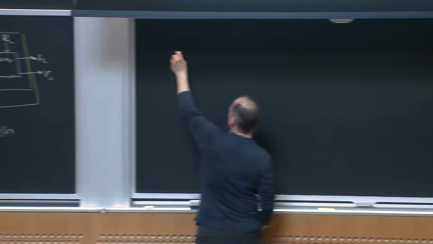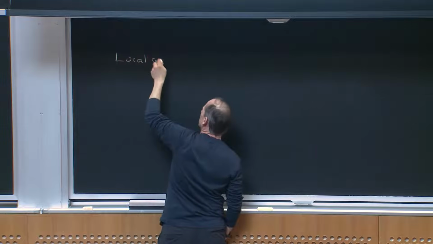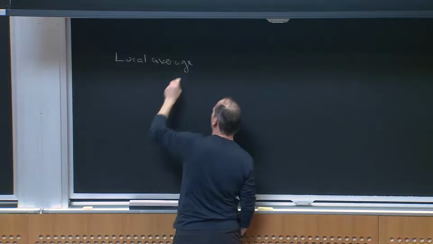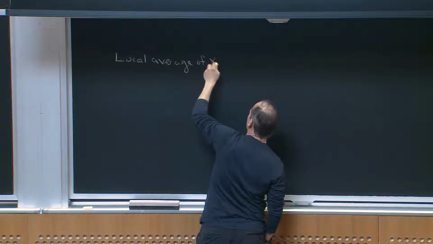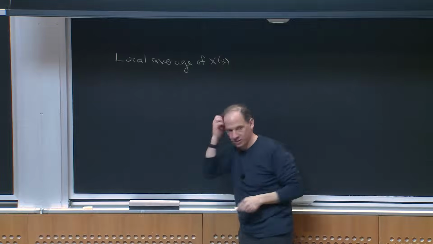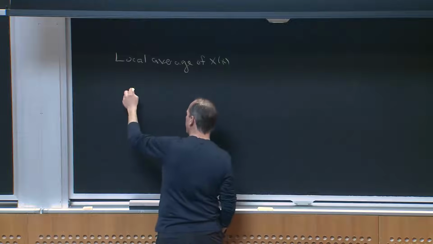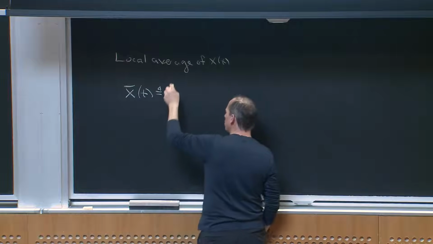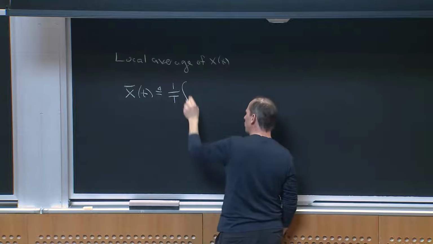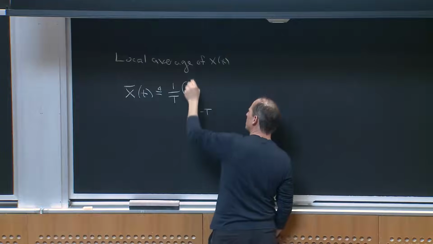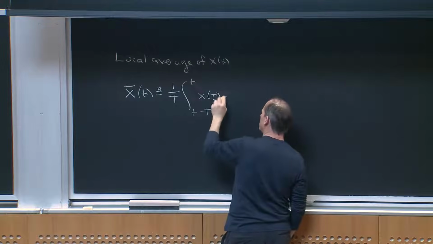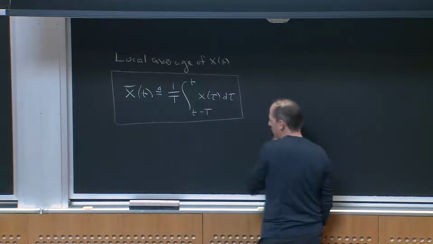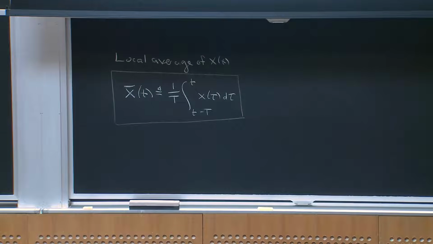So the local average operator is this. If I had some signal, for any signal x of t, some time varying waveform x of t, could be a voltage, could be a current, whatever I wanted, I can define a local average x bar of t as being equal to 1 over T integral between t minus capital T and t of x of tau d tau. Okay, this is the local average of a signal. And what is this local average? It's just sort of a moving average, okay?